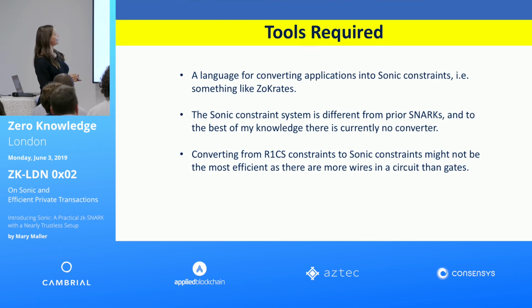One thing that would be quite nice to see, which doesn't currently exist, would be a language for converting applications into Sonic constraints. So something a bit like ZoKrates. So ZoKrates does Pinocchio and it does GM17, which are based on R1CS constraints, which are not the same as Sonic constraints. So what are Sonic constraints? They're similar to the Bulletproof constraints. They've been modified a little bit, but they're not so different.